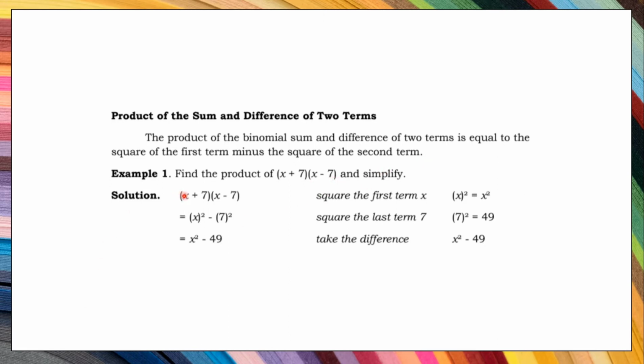So the solution: x plus 7 times x minus 7 is equal to x squared minus 7 squared. So it will become x squared minus 49, because we just have to distribute it, like using the distributive form. As you can see in the solution, square the first term x and square the last term 7, and just change the sign of the last term because it's negative.